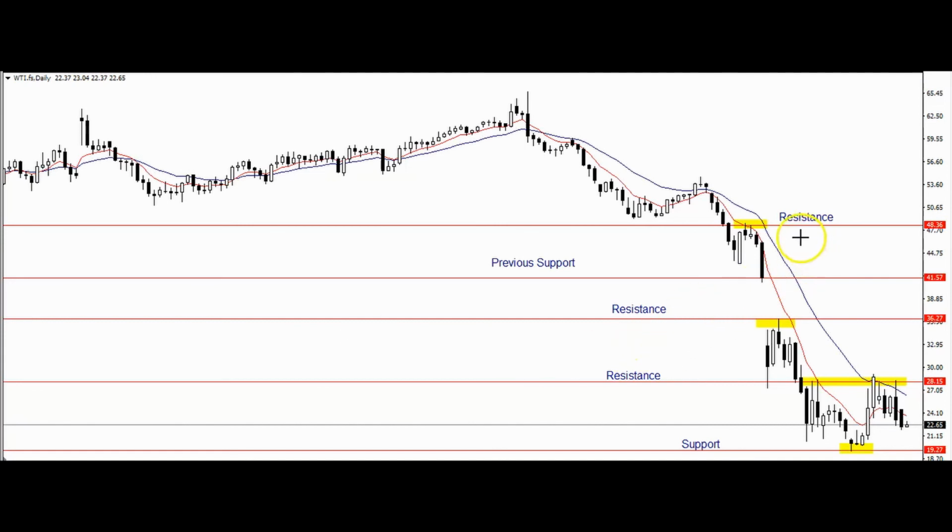We have high term resistance up here at around 48.36. We have this previous support, turned resistance, at 41.57. If you go to your weekly chart, you'll see this area here was previous long-term support. We have resistance, or I'd call key resistance, at this 36.27 or thereabouts. We have resistance here at 28.15, and through these bearish candles here. And then of course we have support down here at around 19.27 or thereabouts. So not much to report here.